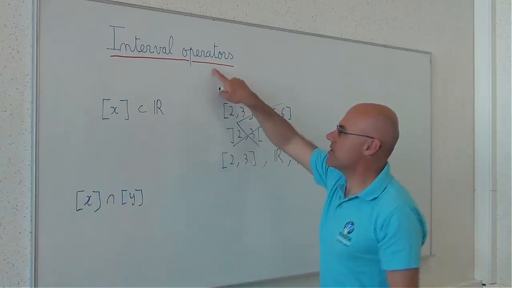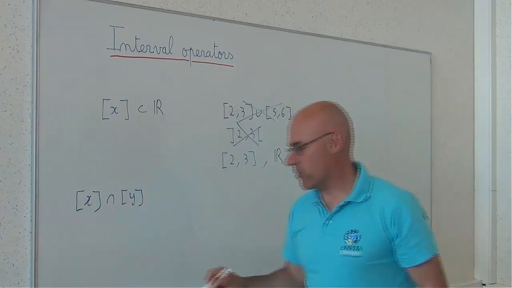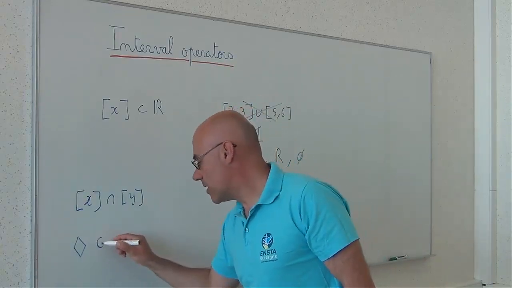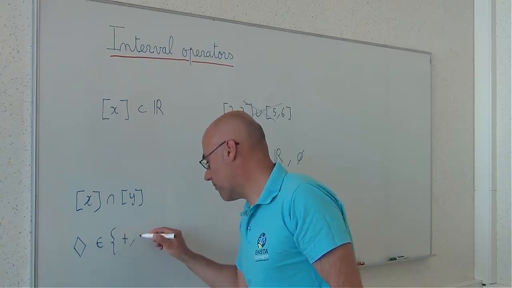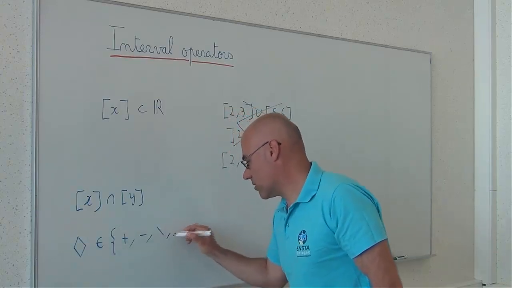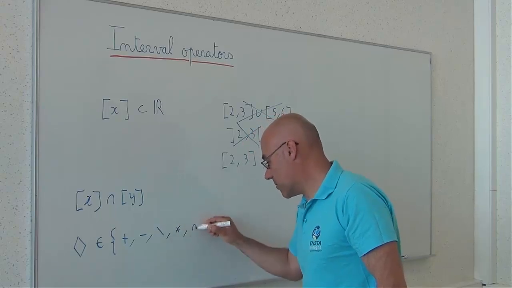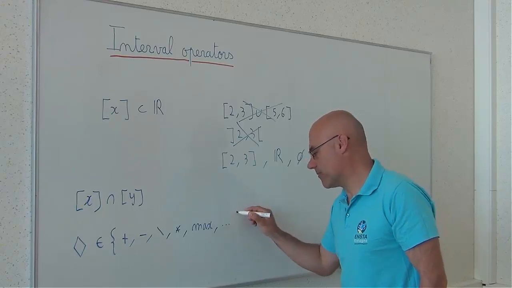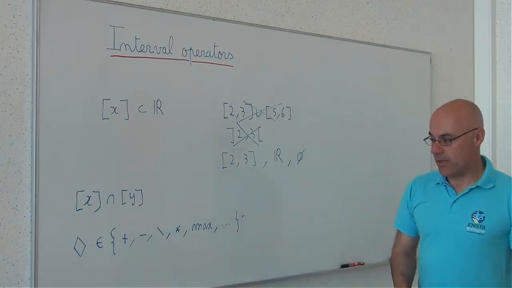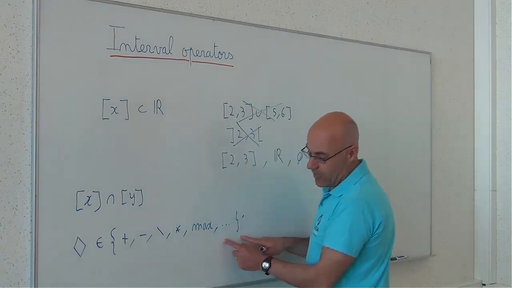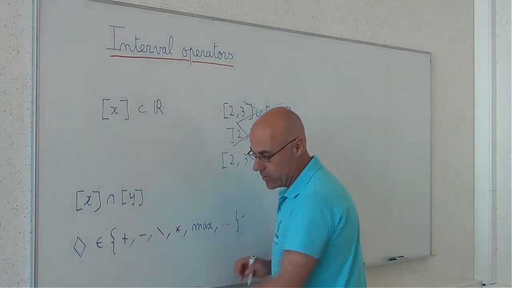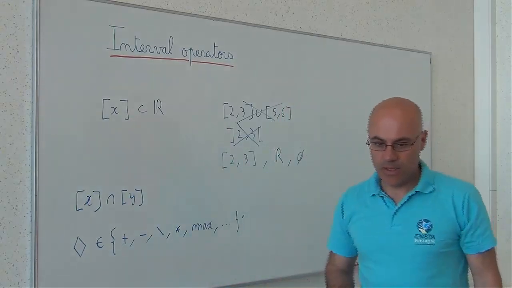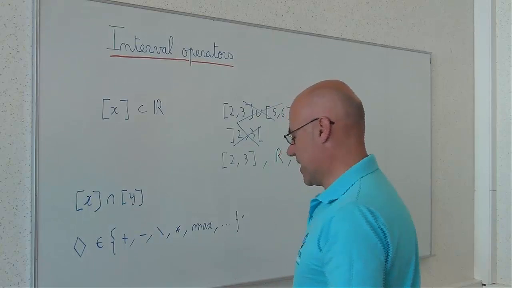How can I define the operators on intervals? What is an operator? An operator, let's say this symbol ◇, is an element of plus, minus, division, multiplication. The maximum between two elements is also a binary operator, and so on. All these operators exist for real numbers, and I want to generalize them to intervals. How can I define it?